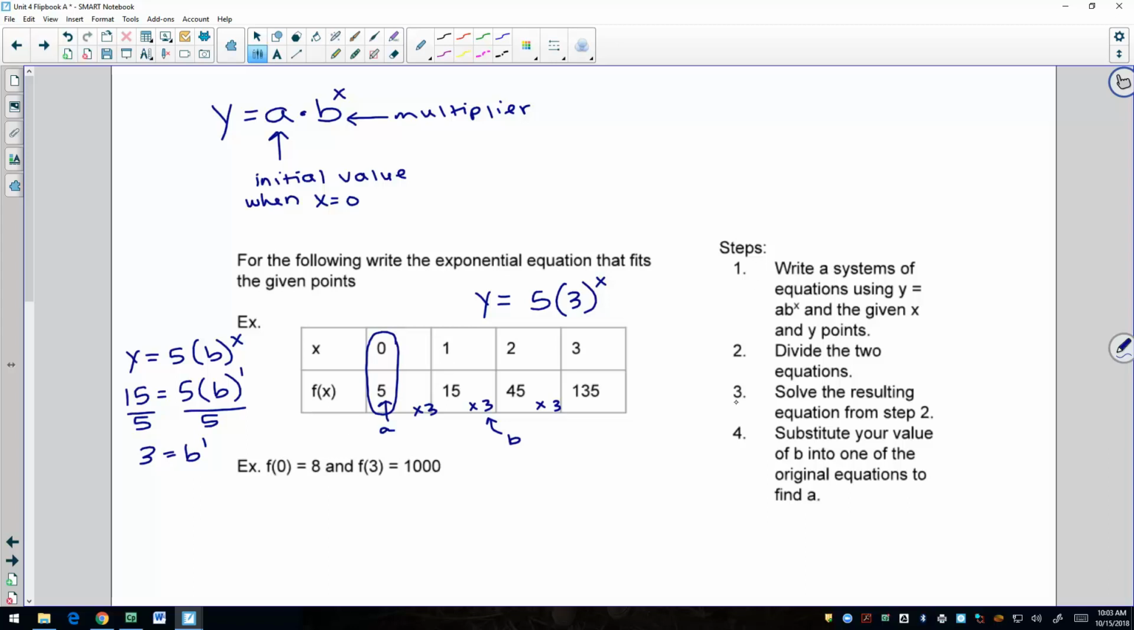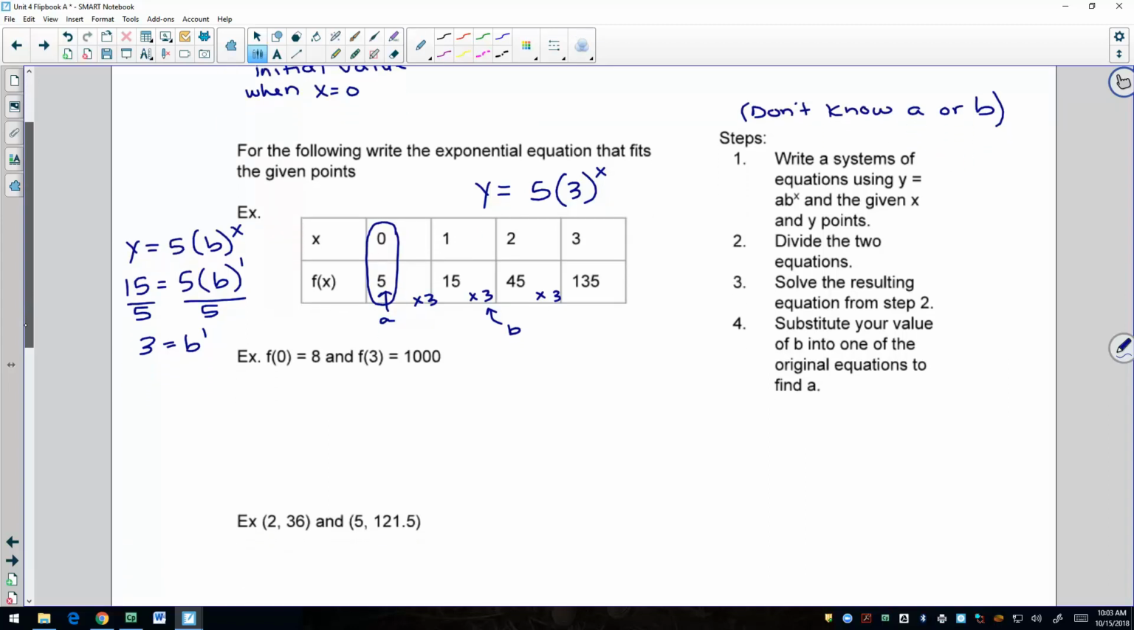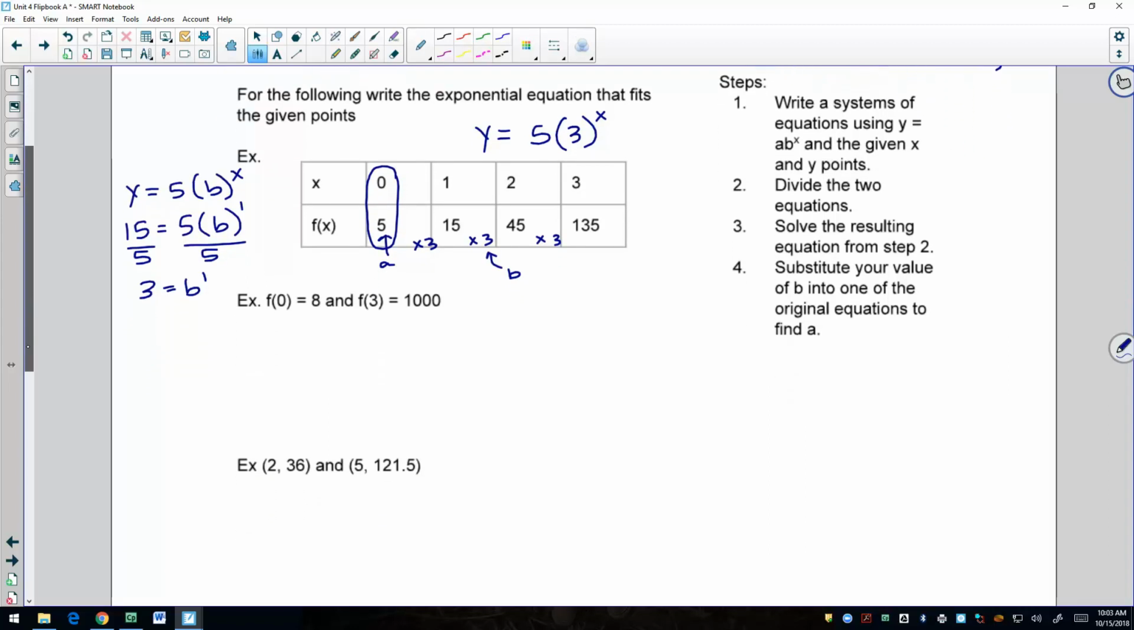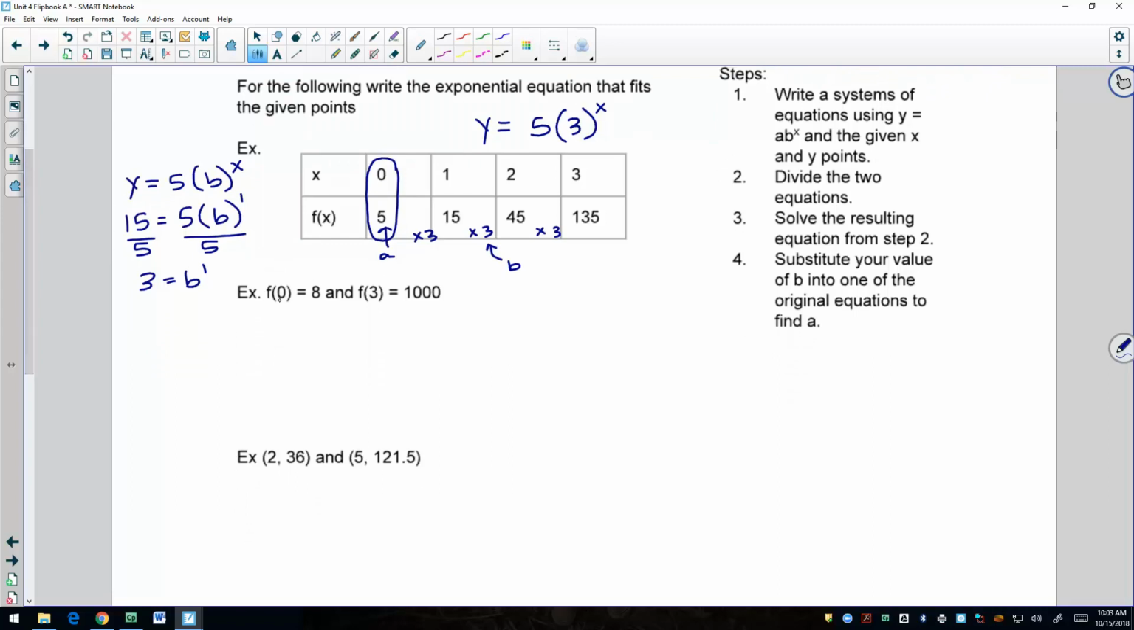So these are the steps over here that you're going to use when you don't know a or b. If you know one of them, you can figure out the other by just using a point. So look at the second example. They actually told you what the output is when the input is 0. So therefore this 8 is your a. So now you know that a is 8.